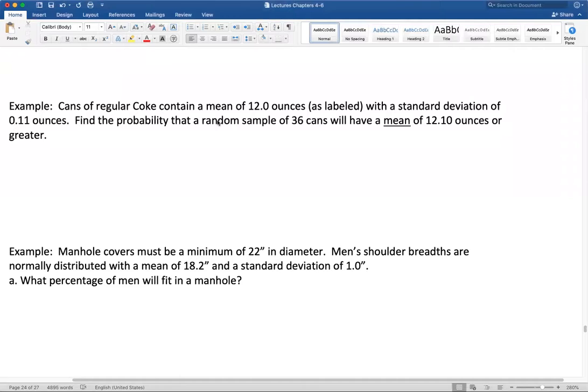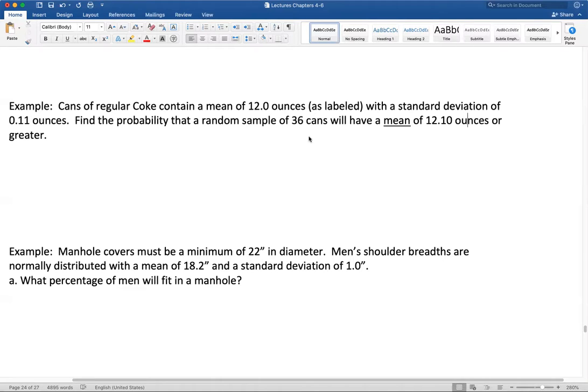Find the probability that a random sample of 36 cans will have a mean of 12.10 ounces or greater. So this problem is about the mean of the sampling distribution of X bar, right? So then we have to use the central limit theorem.